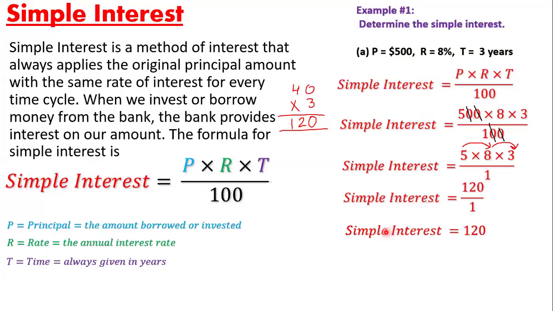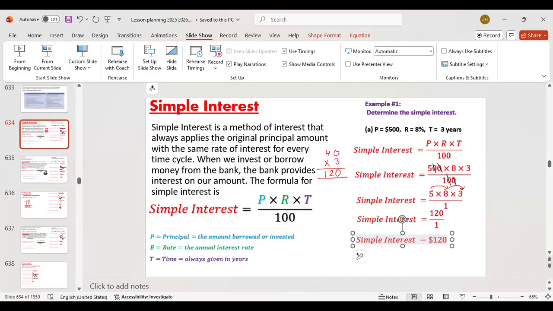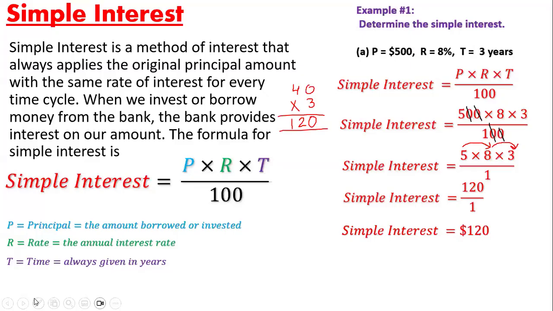So we know that the interest is $120. That's the interest. But how much money will he have to repay to the bank? $500 is the principal. The interest is $120. What is the total amount of money that he has to repay to the bank?